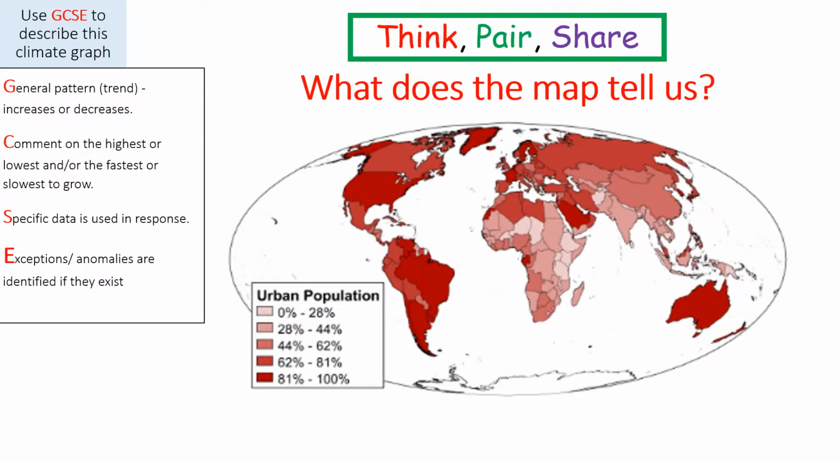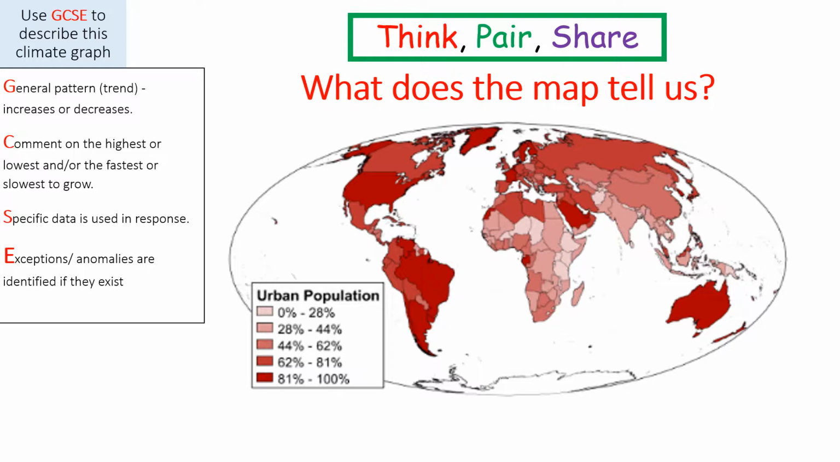So what I'm showing you here is a map of the world showing urban population. Now you can use this kind of scheme on the left to describe it, and we always want to understand from a map what the trend is. Are there any anomalies? And you need to be able to extract information from there to use in the exam. So for instance, I would start off with some trends.